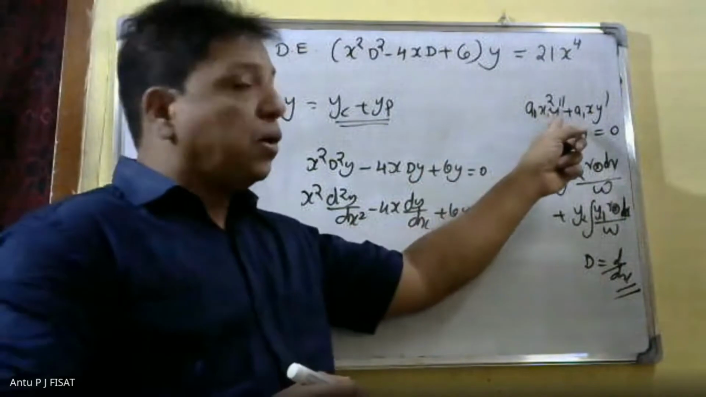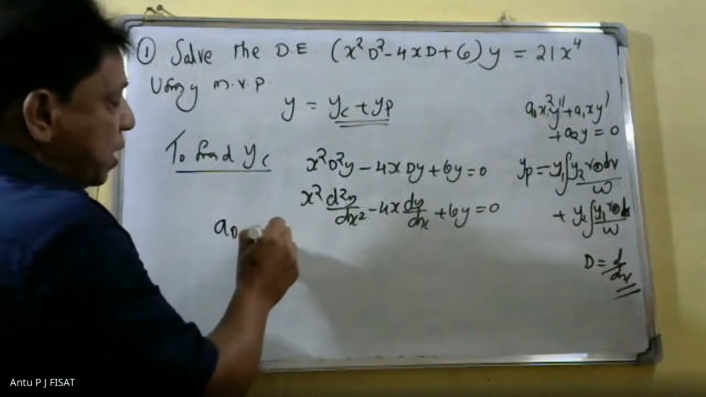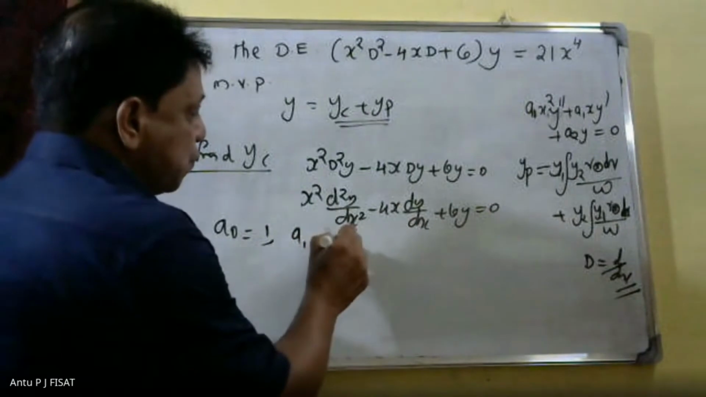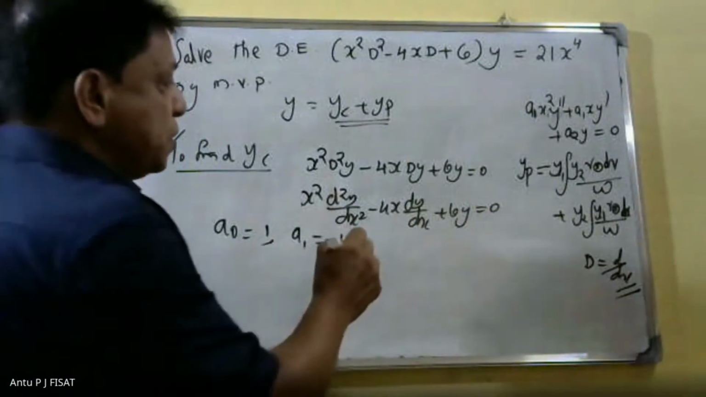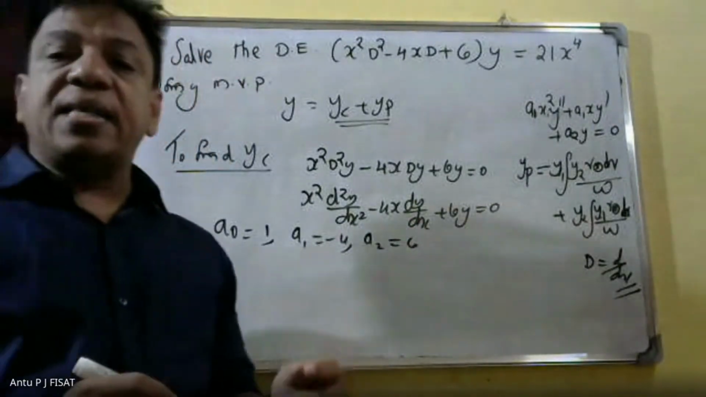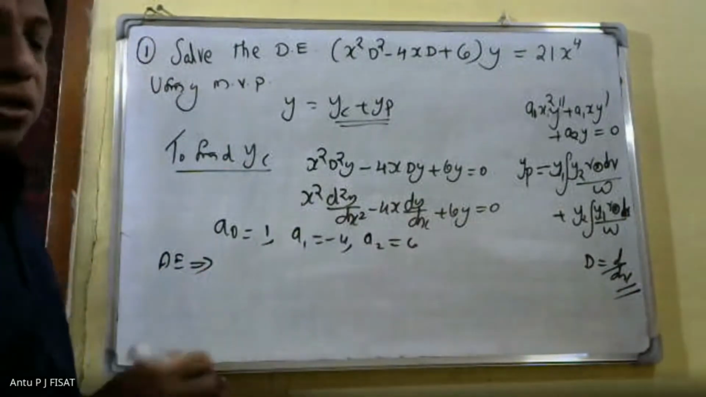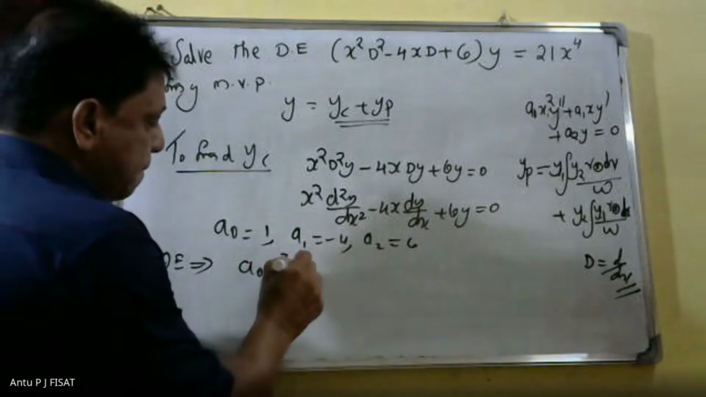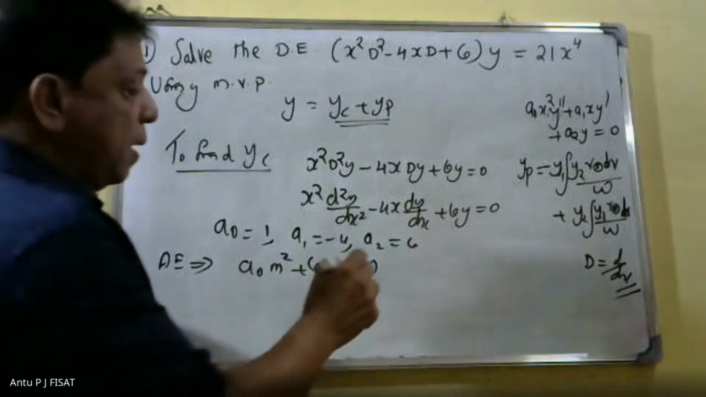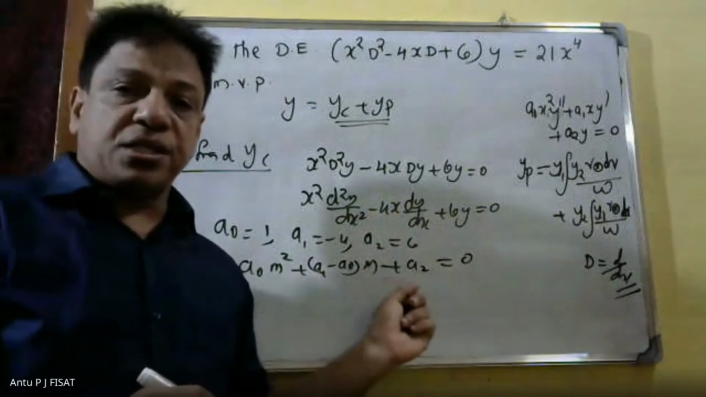When we compare with the Euler-Cauchy equation, we get a0 = 1, a1 = −4, and a2 = 6. Then we write the auxiliary equation. We know the auxiliary equation is a0 m² + (a1 − a0) m + a2 = 0. This is the auxiliary equation.